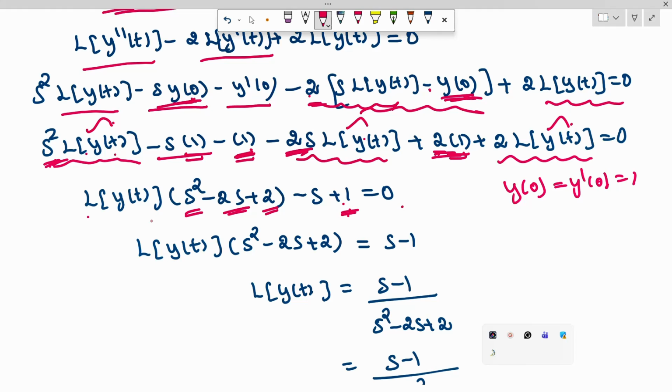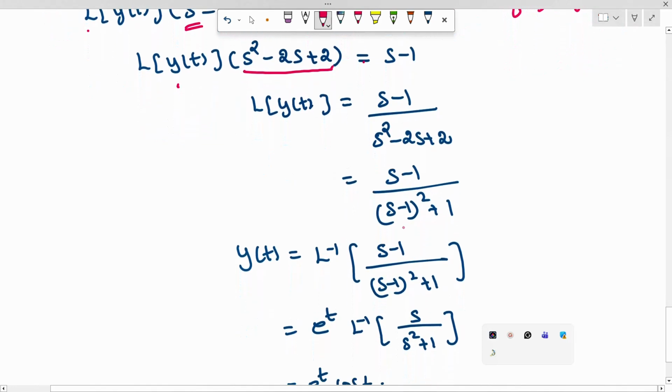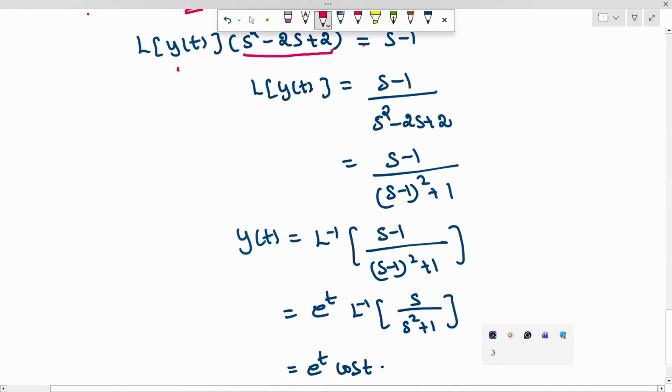Therefore, L of y of t into s square minus 2s plus 2 equal to this minus s plus 1, which goes to the right hand side and becomes s minus 1. Therefore, L of y of t equals s minus 1 by s square minus 2s plus 2. Now this can be written as s minus 1 divided by s minus 1 whole square plus 1.